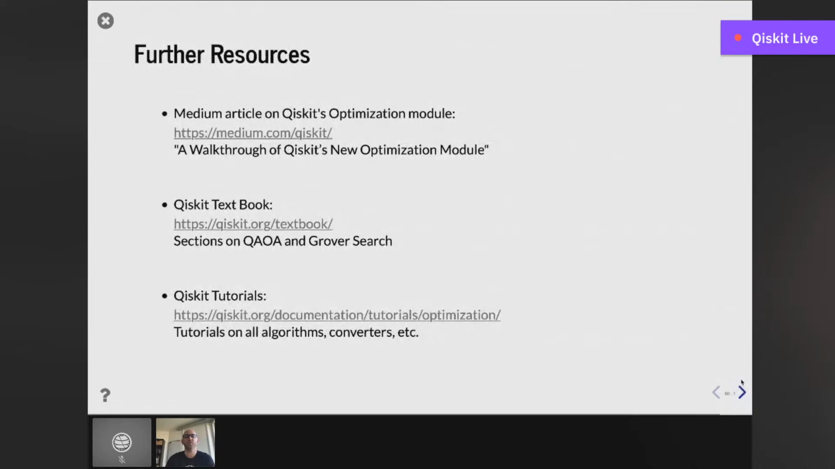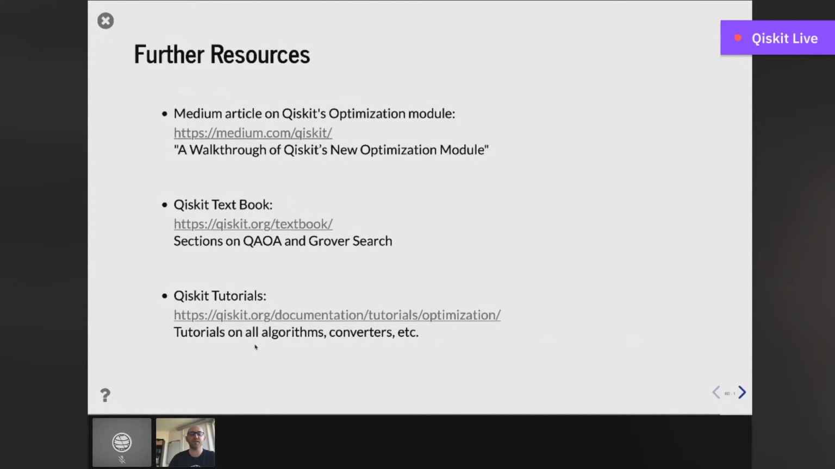All right, so what's next? There are a few resources that I can recommend to dive deeper into these topics. The first is the Medium article that I mentioned that discusses the Qiskit optimization module in more detail, and you can find it under medium.com/Qiskit. And the second is the Qiskit textbook, and this has sections on QAOA and Grover search, and also on the things that are used within. So this is a good resource to get started.